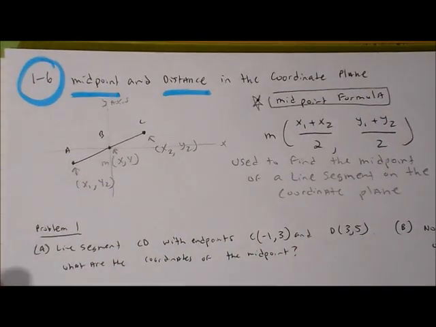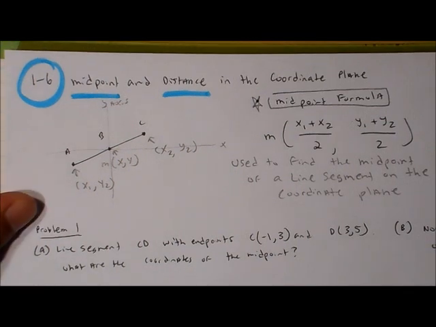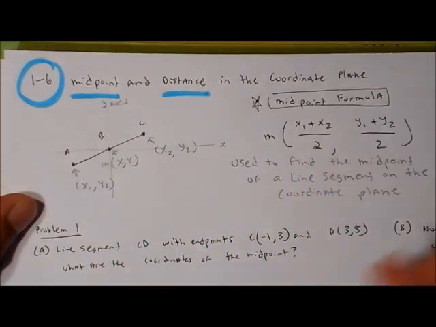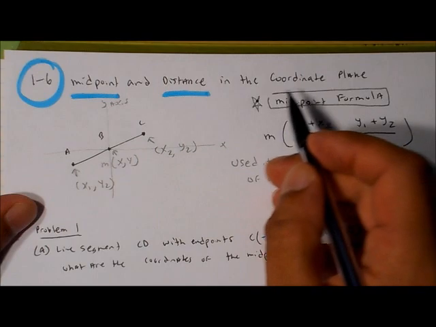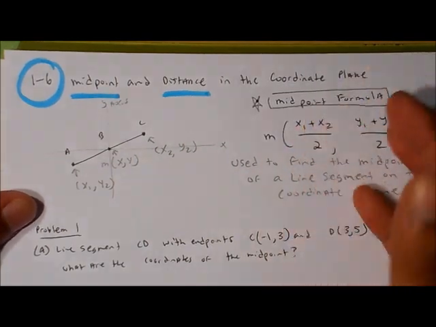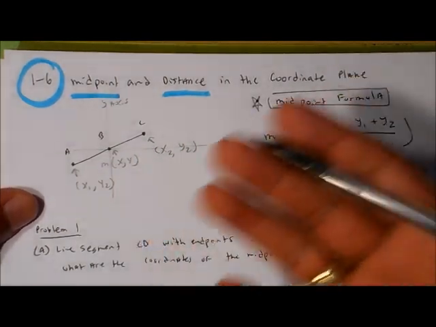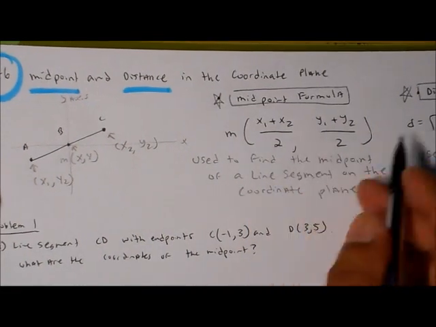Okay, in this video we're going to discuss midpoint and distance in the coordinate plane. Now this is just a review of what we covered in class for 1-6. What midpoint and distance in the coordinate plane means is that we're just dealing with the coordinate plane. It doesn't change anything that we've been doing in class. The only thing that's added is that we have brand new formulas to work with.